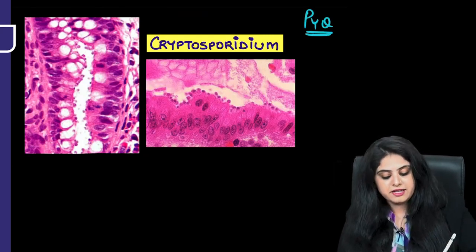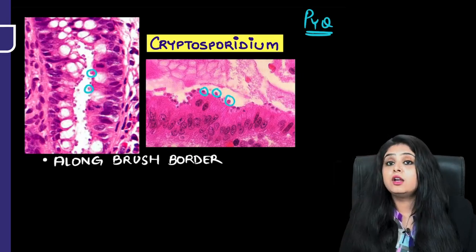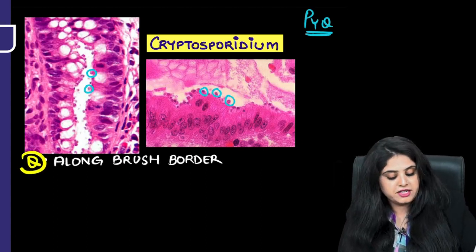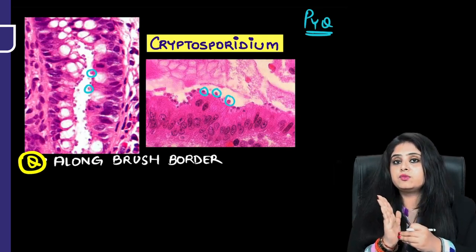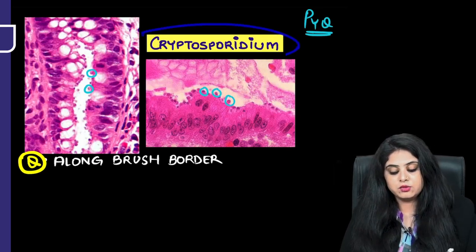How do you identify Cryptosporidium? It is present not inside the cells. It is stuck onto the cells. What do I say? It is present along the brush border. This line is very important. It never goes inside the cell. It's always going to get stuck onto the brush border. That is how you identify Cryptosporidium.